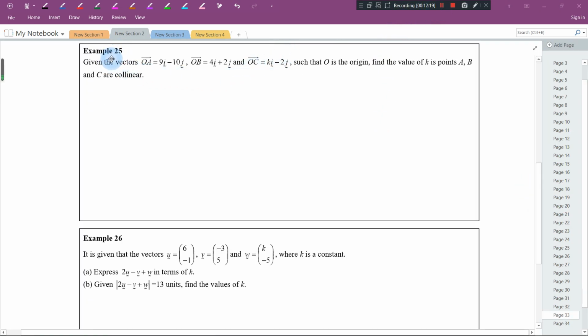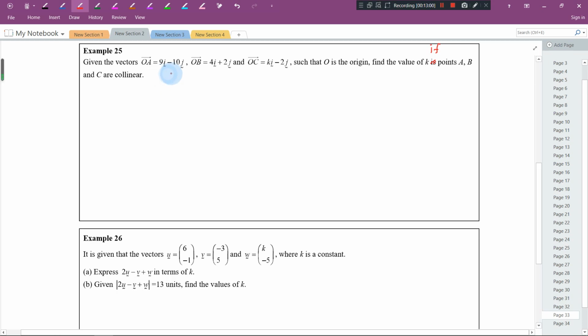Let's try this example 25. Given the vectors OA is equal to 9i minus 10j, OB is equal to 4i plus 2j, and OC is equal to ki minus 2j. We don't know the value of k, and the question tells us that O is the origin. Find the value of k if points A, B, C are collinear.